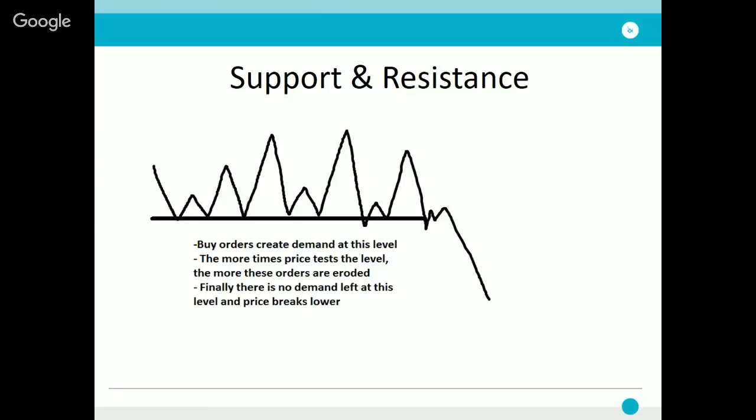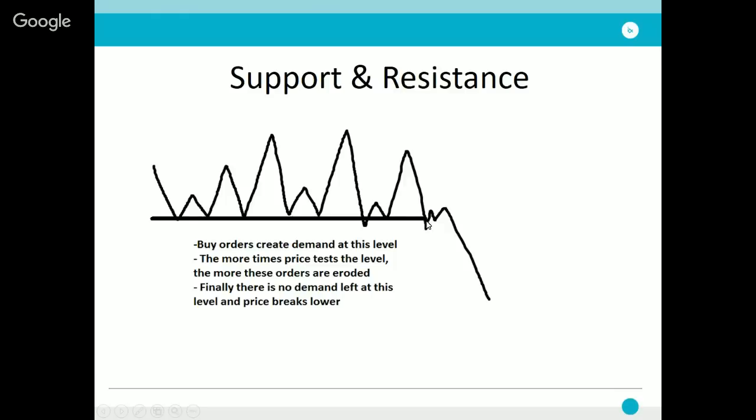So you can see that the more that price touches this level, the more orders are eroded. So the more price is testing this level and orders are being eroded, demand is getting weaker at this level until supply overwhelms, until there are more sellers at this point than there are buyers, and price is taken down lower.